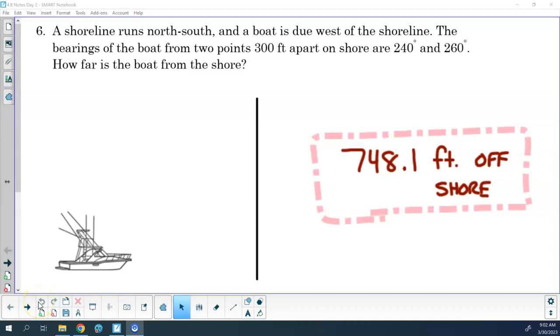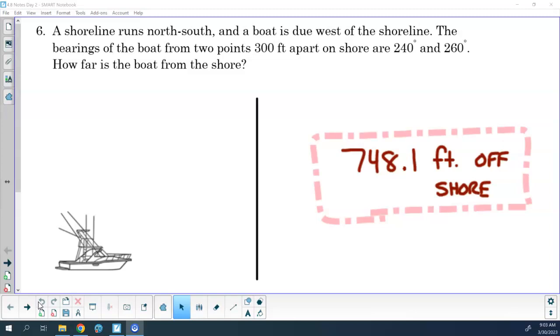I didn't post the work to the problem that we set up for you yesterday at the end of class. But if you have a question about the work, I can show you the work. You can do it one of two different ways. You can either make two right triangles out of it, or you can do law of sines to get the hypotenuse of the smaller right triangle, and then you can go from there. But you should have gotten 748.09, I believe.